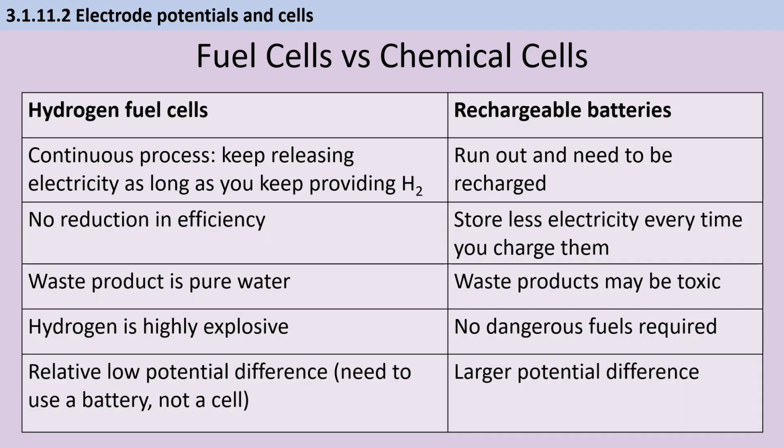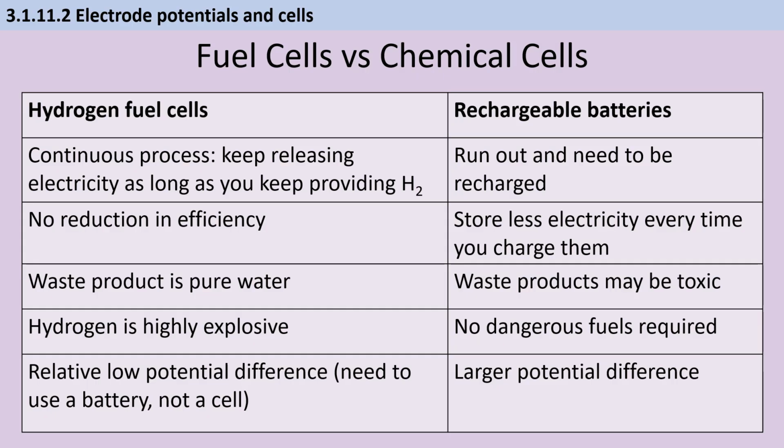You may be asked to compare the use of hydrogen or methanol fuel cells to using chemical cells. The fuel cell uses a continuous process, whereas any chemical cell can run out of fuel as it's a batch process. With a rechargeable cell, each time you charge, it stores slightly less energy, and compared to a continuous process like a fuel cell, there's a reduction in efficiency. Oxidizing hydrogen doesn't produce any toxic waste products or greenhouse gases like carbon dioxide.